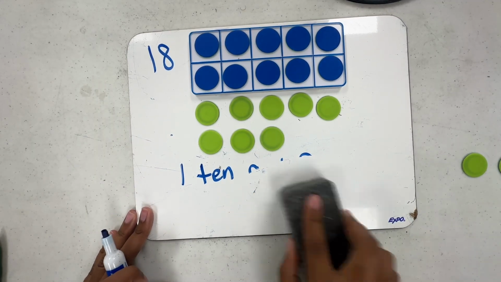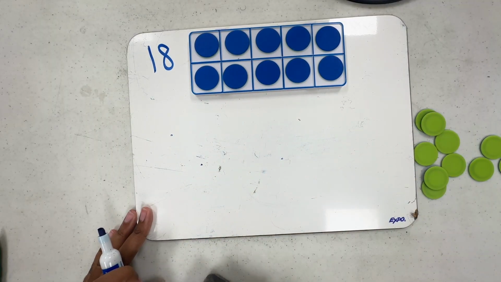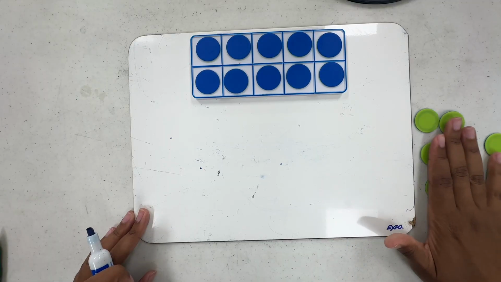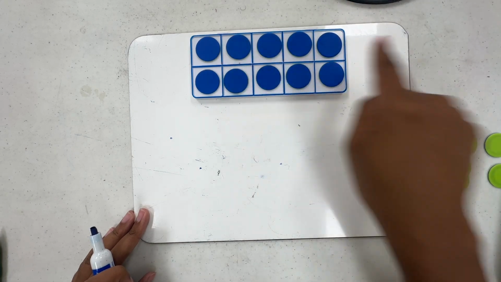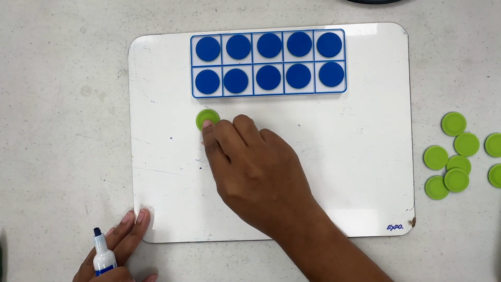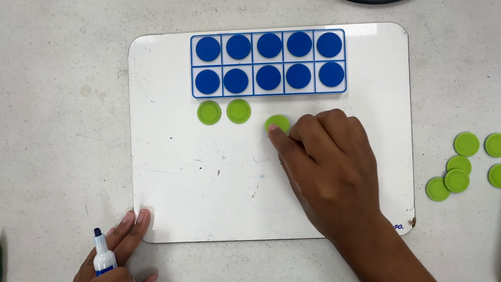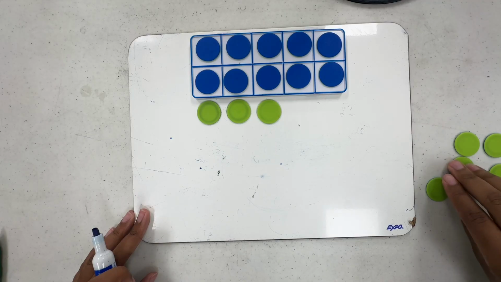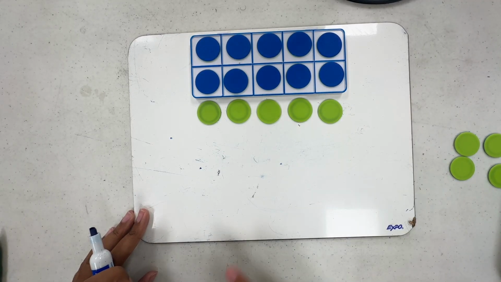Let's try one more. So remember, you want your child to be able to identify that this is 10, and then they can just count on instead of having to count each one by itself. So 10, 11, 12, 13, 14, 15.